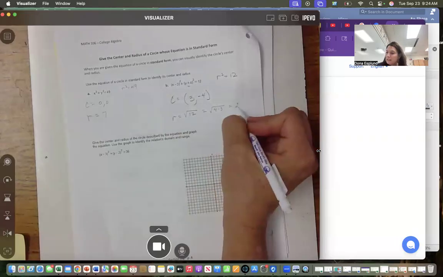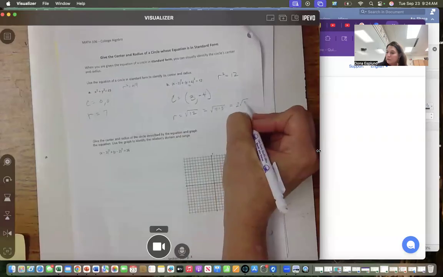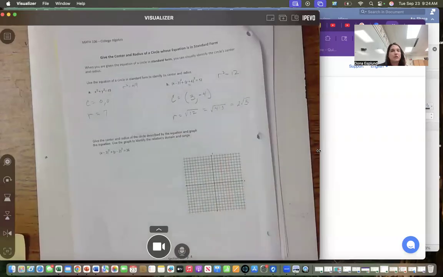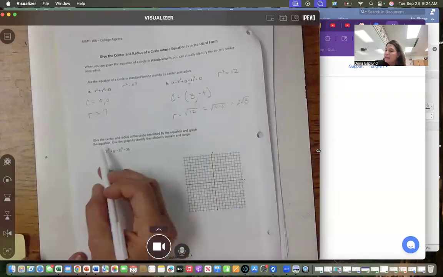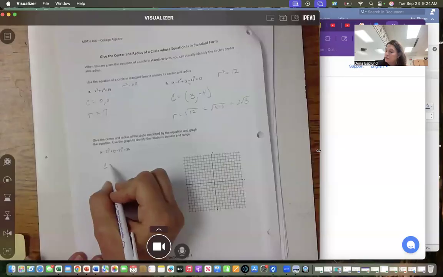So you're right. The correct answer is 2 radical 3. So 2 square root of 3 is going to be your radius. All right, so now we're just going to go ahead and graph this. So again, if you're asked to graph it, you're going to look for the center, and you're also going to write the radius just like we did before.